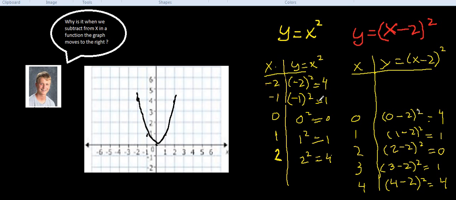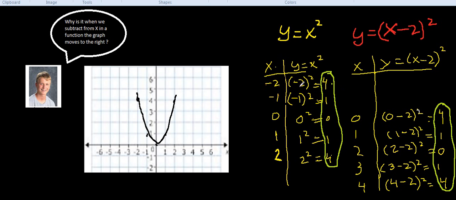Now, if we notice that these numbers here, 4 to 1 to 0 to 1 to 4, these outcomes, or this interval of the range, is going to be the same as this set over here. But what's different is that -2 has to become 0 to get the same outcome as we did before. -1 to 1, 0 to 2, 1 to 3, 2 to 4, which all have a difference of 2.